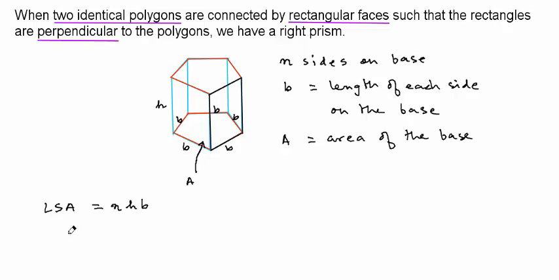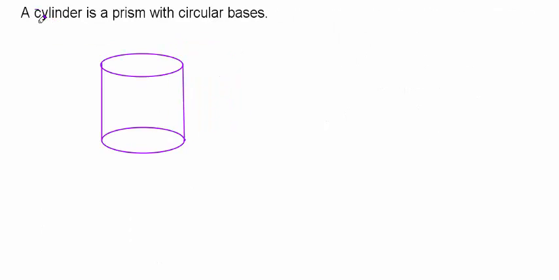If you think about the total surface area, it is nothing but the lateral surface area plus the area of the bases. I already said that A is the area of each base and they're identical, so that's going to be 2A for the two bases. Finally, the volume of this prism is going to be the area of the base multiplied by the height of the prism. A cylinder is a prism with circular bases.